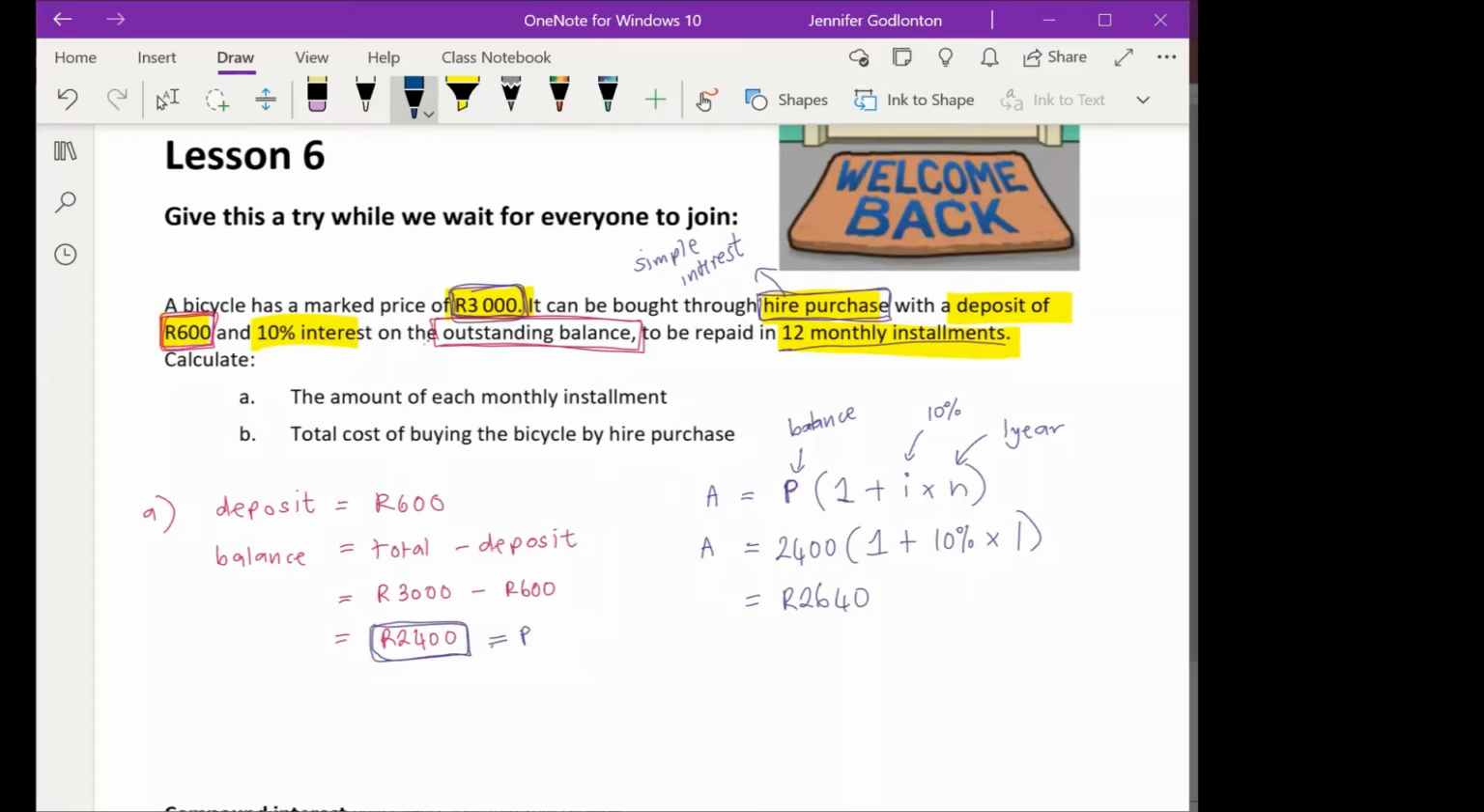The question is now saying, how much is each monthly installment going to be? And there are 12 monthly installments. So that's your next mission, is to get your final answer here. I want to know what my monthly installment is going to be. I want you to try and figure that part out. So this is what I have to pay in the whole year. And I want to know how much I have to pay each month.